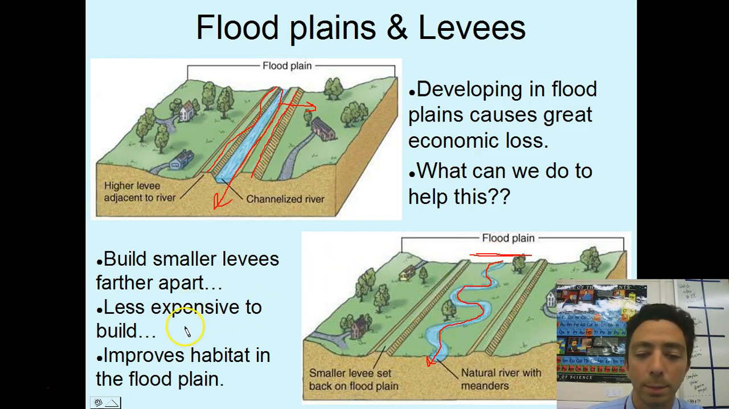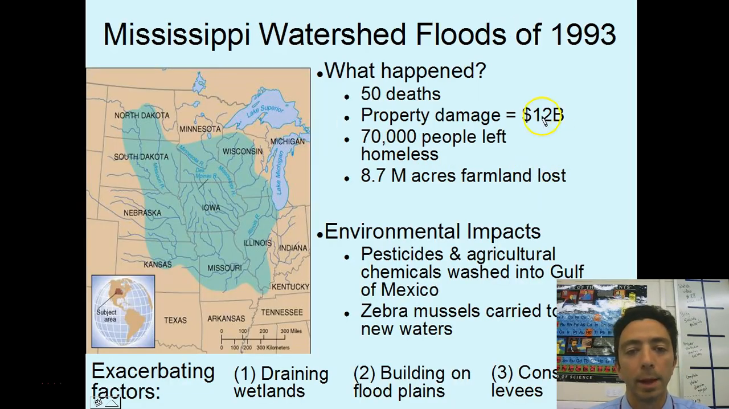They also cost less to build because you don't have to move as much soil to build a smaller levee, and you get that kind of natural ecosystem in the middle there, and you still have access to a good bit of that prime farmland nearby.